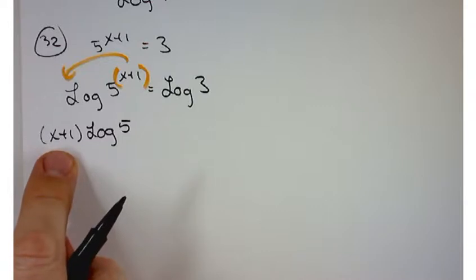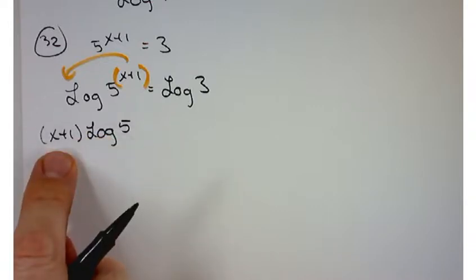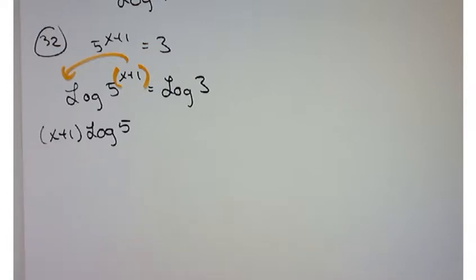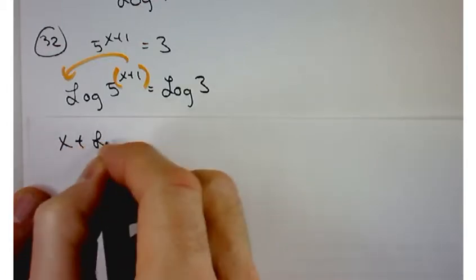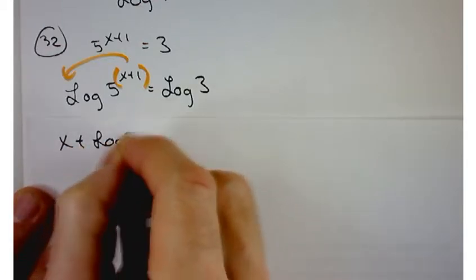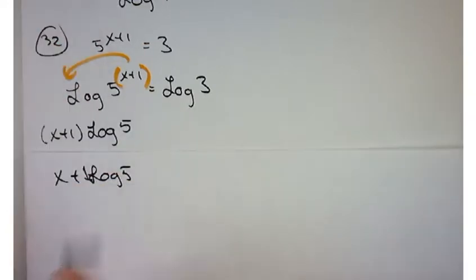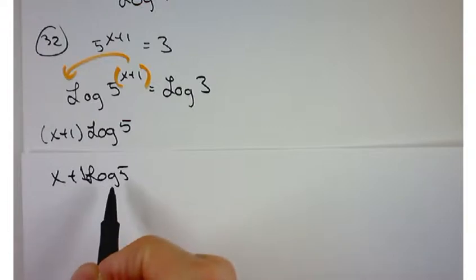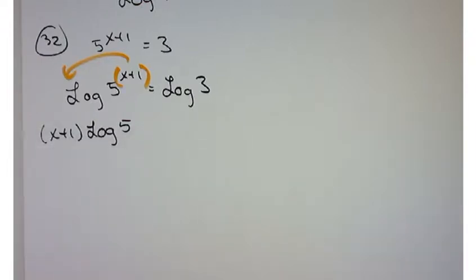That's because sometimes you're going to need to distribute this in order to solve. And you have to realize that it's log of 5 times x plus 1. If you just wrote x plus 1 log of 5 or just log of 5, that would be much different than what I have here. Here I'm just adding x to this, whereas this is multiplying the quantity x plus 1. So they're pretty different.